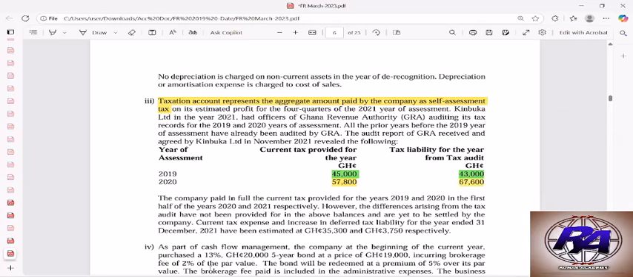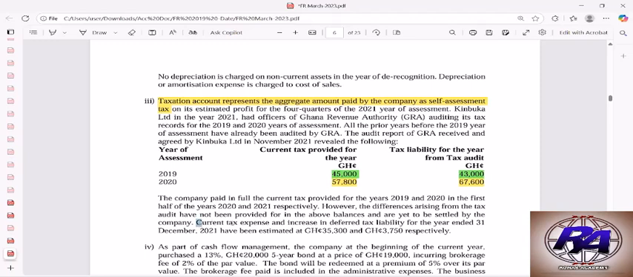right? Okay. The company paid in full the current tax provided for the years 2019 and 2020. So they are done, they've paid these two, but we must account for over provision and under provision. So in the first half of 2020, however, the difference arising from tax audits have not been provided for. So these differences that we are seeing for 2019, the over provision and under provision, is yet to be accounted for. So we need to work on that.